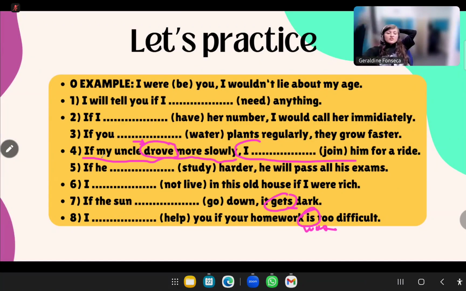Yes. So you just have to... When it's the zero or the first conditional, let's say that they have the condition in the present. Yes. If I need anything, I will tell you. If the sun goes down, it gets dark. Ellos dos sí comparten el estar en presente, la condición. Entre ellos dos la diferencia es que en el 0 es presente simple porque siempre es verdad y en el primero es con futuro la segunda porque es una posible consecuencia en el futuro, pero no estoy segura que así sea, siempre pues puede cambiar.